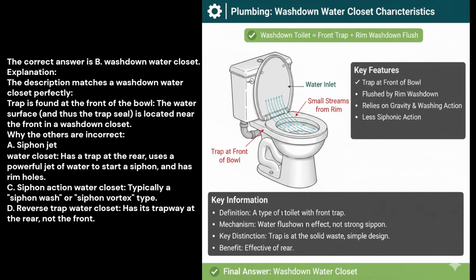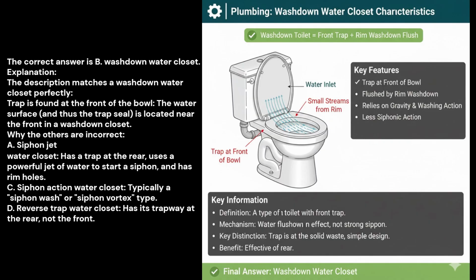Washdown water closet. Explanation. The description matches a washdown water closet perfectly. Trap is found at the front of the bowl. The water surface, and thus the trap seal, is located near the front in a washdown closet. Flushed by small streams of water running down from the rim, this is a defining characteristic. The flush water is directed through small holes under the rim to wash the bowl's surface. It relies primarily on the washing action of the water and gravity to evacuate waste, with less siphon action than other types.